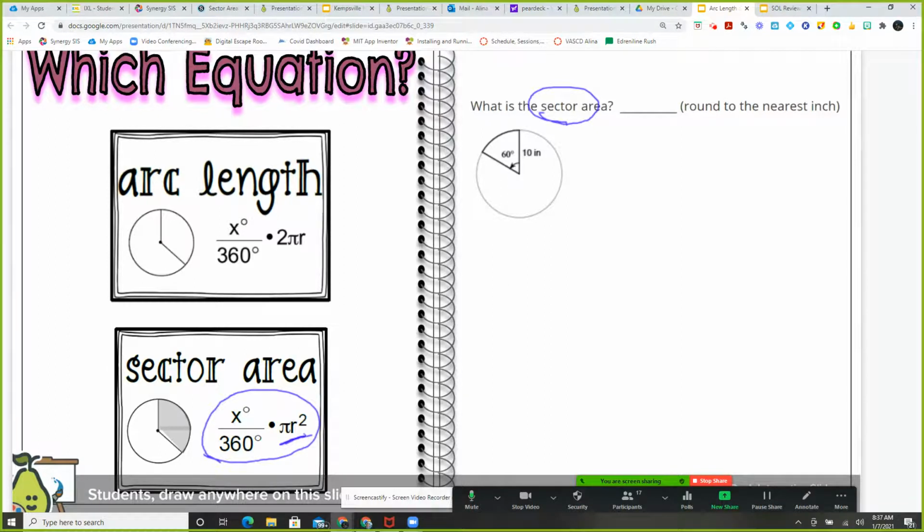So what goes on top of my fraction? Still the 60 degrees. The 360, kind of like the hypotenuse in trig, always goes to the bottom. And then I've got the radius is 10. So 10 squared. That's the thing that a lot of people forget to do when they're doing this one. And then calculator, 60 divided by 360 times pi times 10 squared. And what do we get? 52. Loving it.